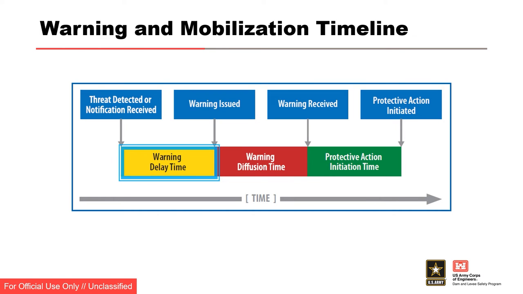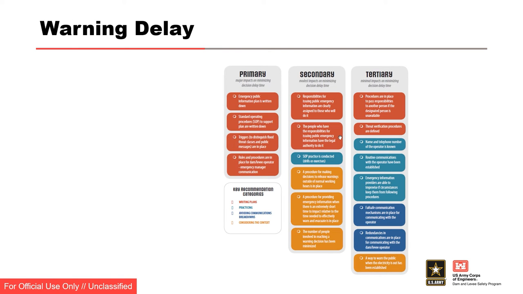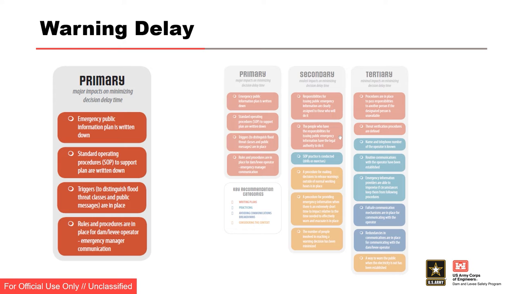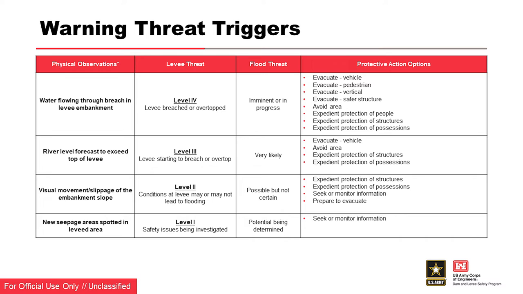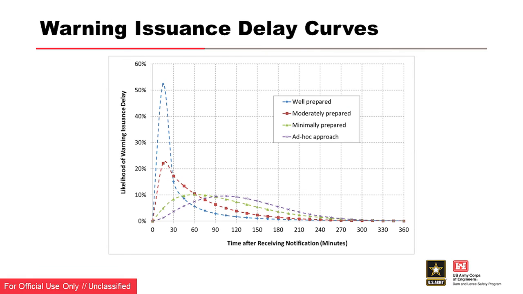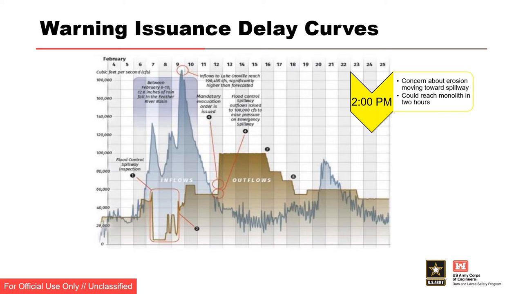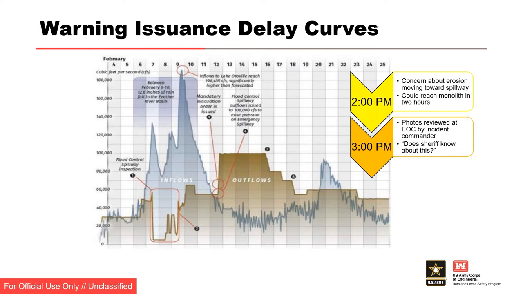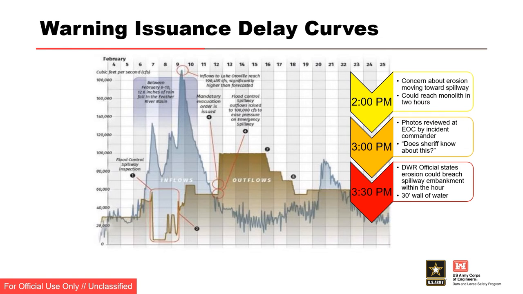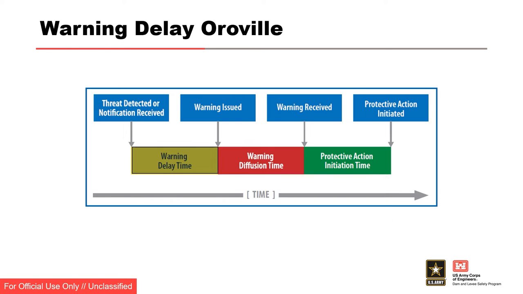The warning and mobilization timeline is shown here. This is the warning delay flowchart for primary, secondary, and tertiary. This table shows warning threat triggers. Notice the warning issuance delay curves in this graph. This graph shows warning issuance delay curves. This is an example flowchart for the warning delay Oroville.